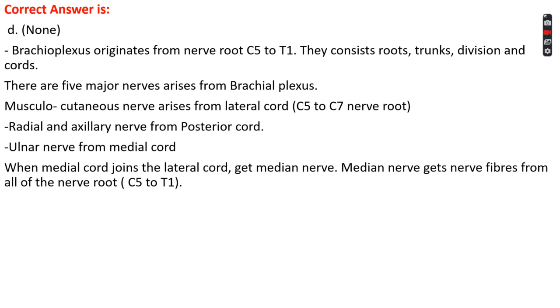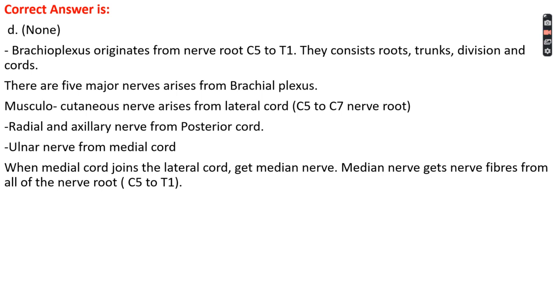The brachial plexus, which supplies nerves to the forelimbs, originates from the nerve roots C5 to T1, and consists of roots, trunks, divisions, and cords. From the brachial plexus, five major nerves arise: musculocutaneous, radial, axillary, ulnar, and median nerves. The musculocutaneous nerve arises from the lateral cord, that is C5 to C7 nerve roots. The radial and axillary nerves arise from the posterior cord, and the ulnar nerve arises from the medial cord.